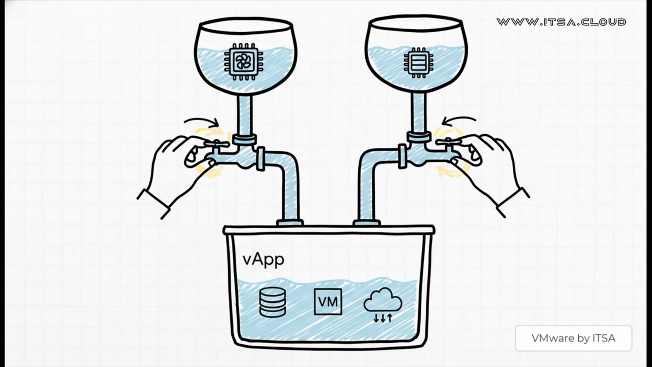Oh, and there's another cool thing VApps do. They also act like resource pools. So you can set a cap on the total amount of CPU and memory that the entire application is allowed to use. This is absolutely crucial for making sure that one power-hungry app doesn't steal resources and slow down other critical services running on the same hardware.